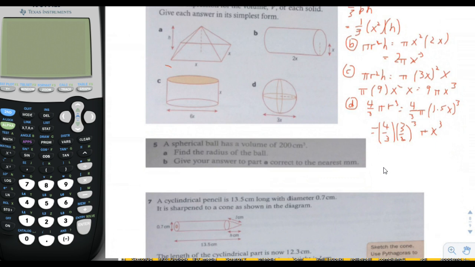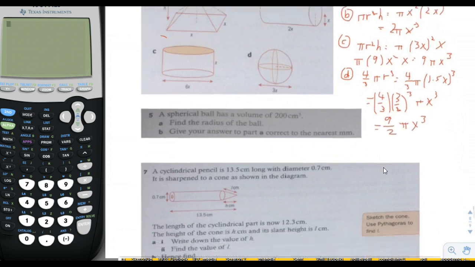So 3 cubed would be 27, divided by 3 is 9. 2 in the bottom cubed would be 8, so it would be 2. So 9/2 pi x cubed.